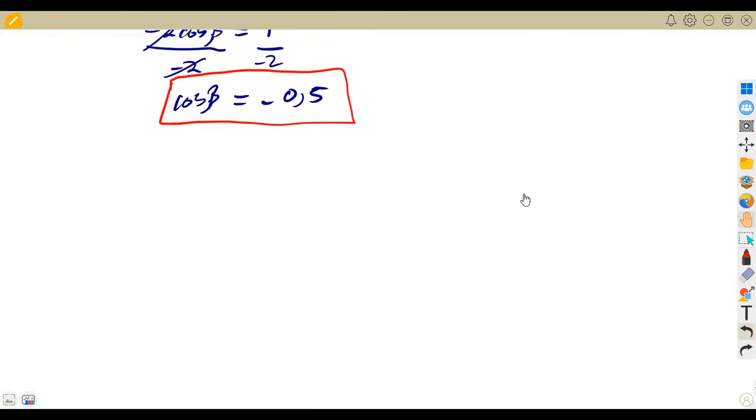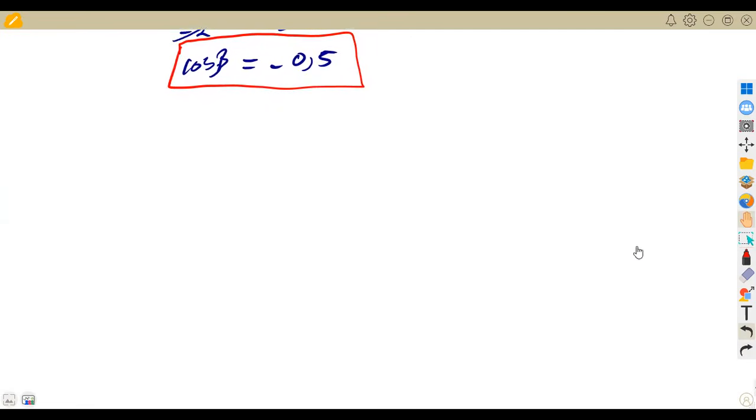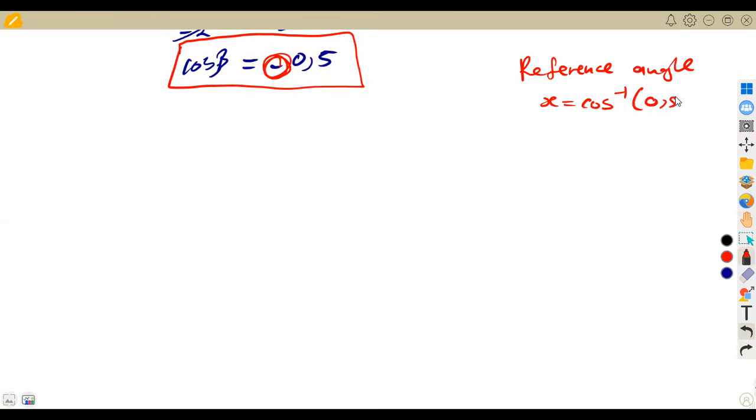After having a single trig, let's say the question was just asking you to solve this. How are you going to solve this? That is where I was saying you are supposed to think of the reference angle. In this case, our reference angle is x. So x is going to be arc cos of this value, but ignore the negative. The negative there is just telling us in which quadrant our cos is negative. So here our x is going to be 60 degrees.